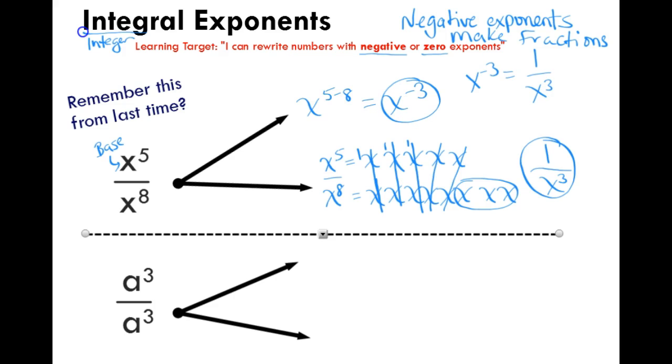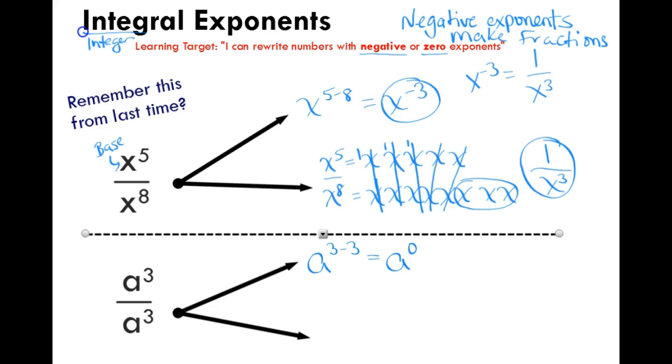Okay, and then this other one that has a to the 3rd divided by a to the 3rd. We're going to do it the rule way first. So a to the 3 minus 3, and we get a to the 0. And I kind of touched upon this again last time, but we mostly just left it like that. We followed the rules and moved on.